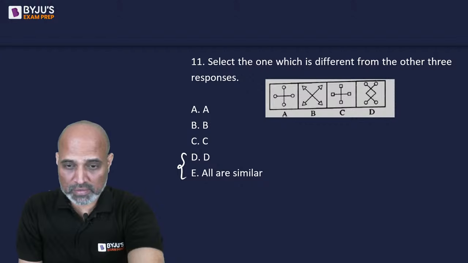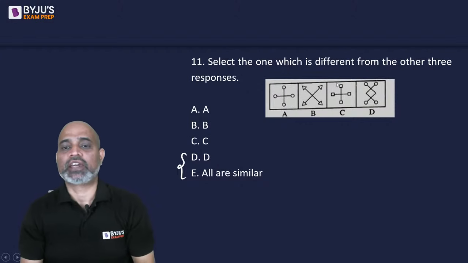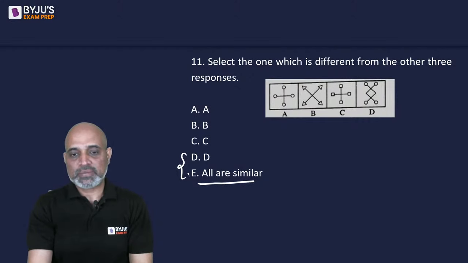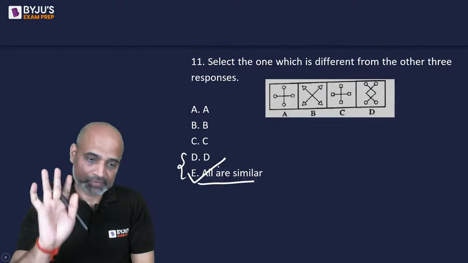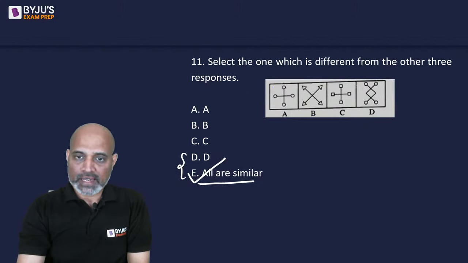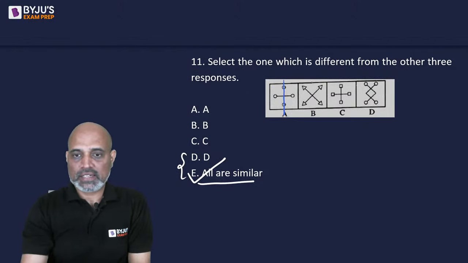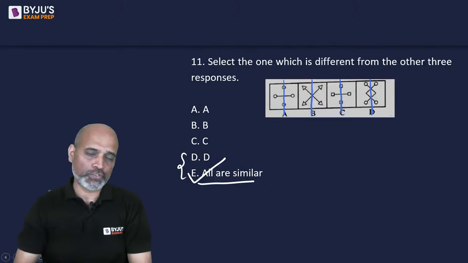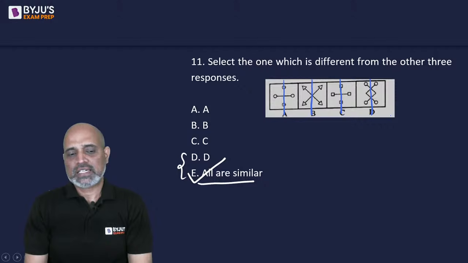So which one? Okay. The answer is A. All are similar. Why? देखो, can I say that each figure is symmetrical along a vertical axis? मतलब mirror image. This blue line is the mirror image. Agreed for all the four figures? Yes or no?